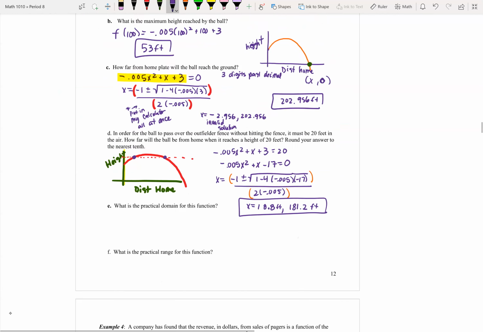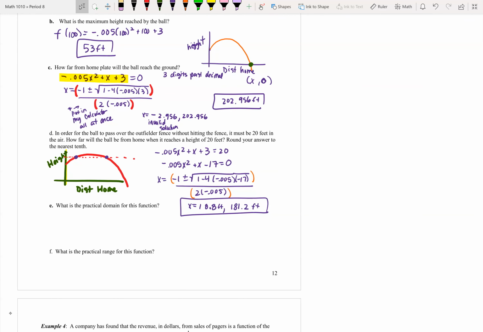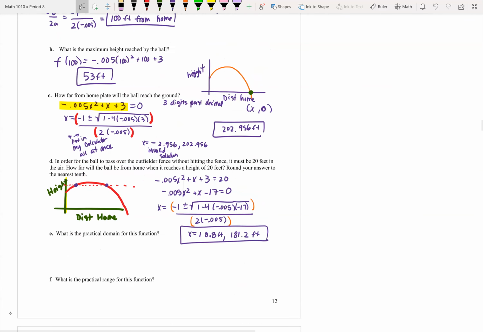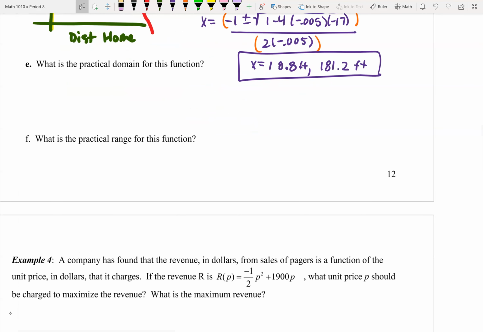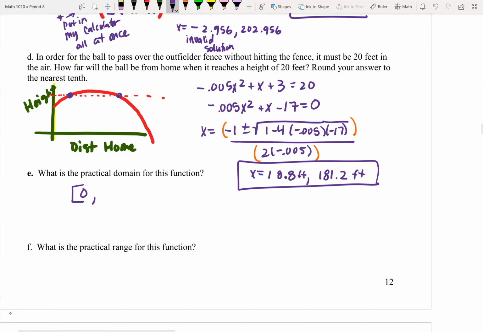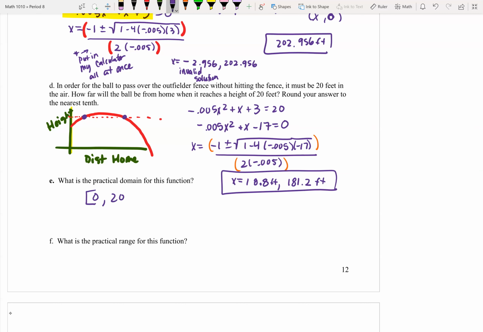What is the practical domain? Domain is x. x is distance from home. You guys, what's the smallest distance from home that the ball could be? Tell me. The smallest distance from home. 0. You missed the ball. What's the furthest distance from home this thing can be? When it hits the ground, right? When does it hit the ground? 202.956. Close it off.